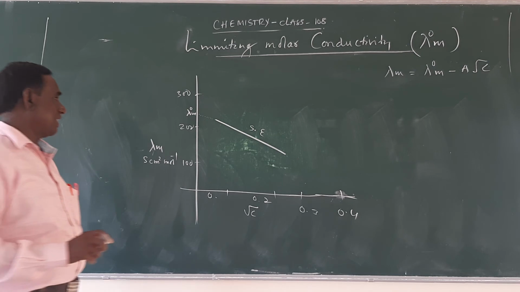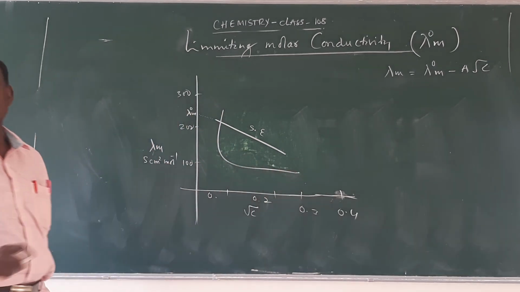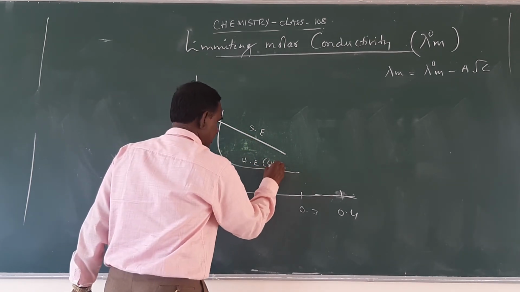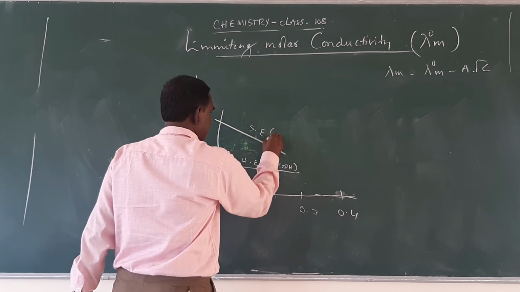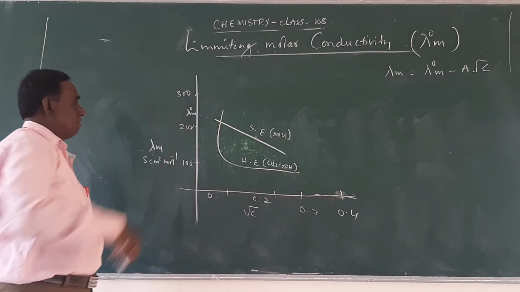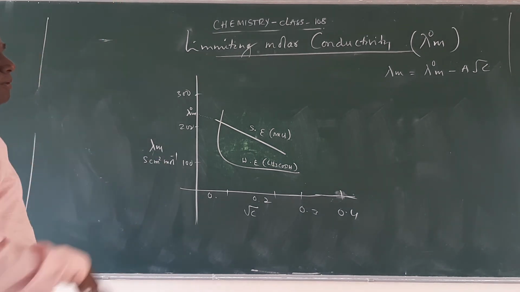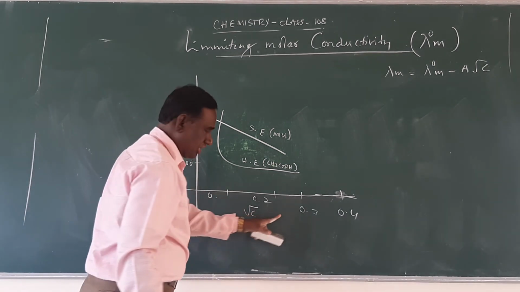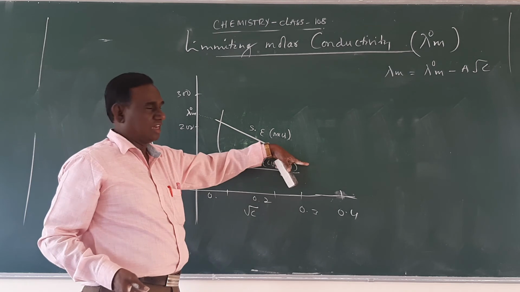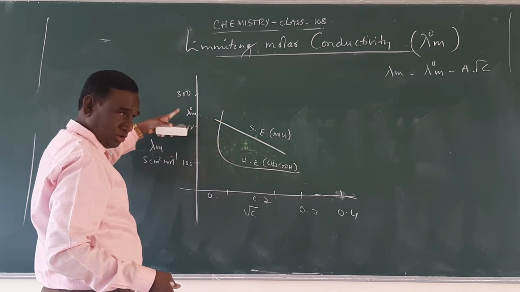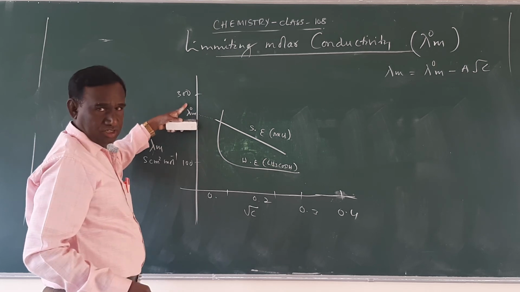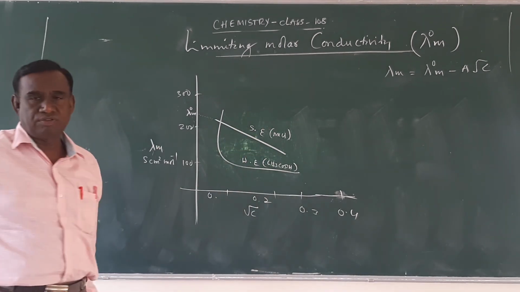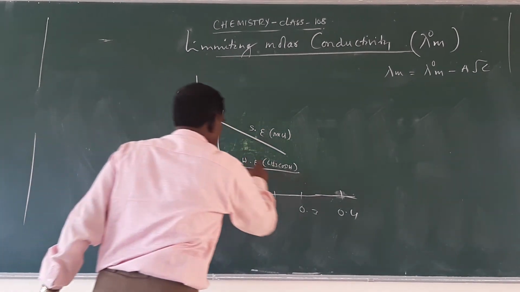But for weak electrolytes, like acetic acid, CH3COOH, it is a curve. For example, NaCl is a strong electrolyte: if you plot lambda m against root C, you get a straight line, and if you extrapolate it to zero concentration, you get the lambda naught m value. But for a weak electrolyte, you get a curve like this.